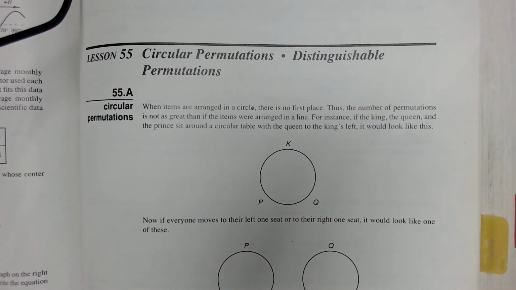Advanced Math, Lesson 55, Circular Permutations and Distinguishable Permutations. First thing to know about circular permutations, they're very, very different than linear permutations. The reason why is because normally when we do these permutation problems, we think of everything as being in a line, right?